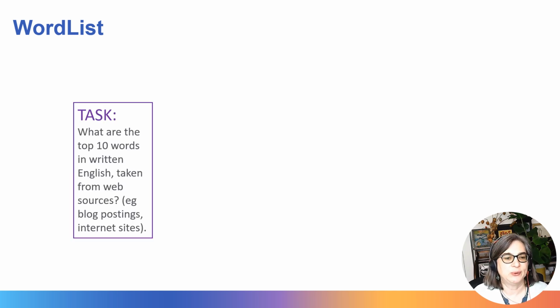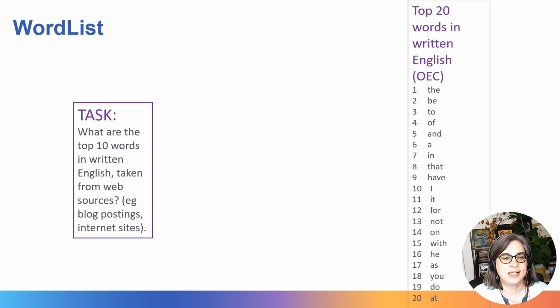Another starting point might be a word list. This is a straightforward list of words in order of frequency in a corpus. So this was a task in the worksheet before this video. If you didn't do it then, maybe have a think now. What are the most common 10 words in written English taken from web sources? And here they are. Actually, top 20. So you've got common grammatical words, the, be, to, of, and, that occur widely across a variety of texts.